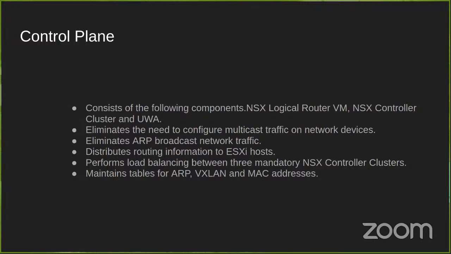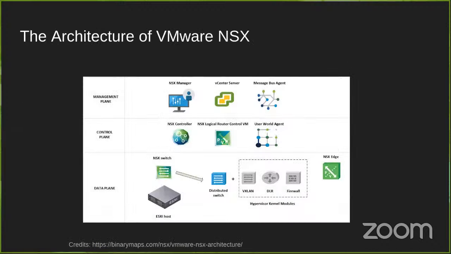So the control plane consists of the NSX logical router, NSX controller cluster, and UWA, which is the user world agent. The NSX logical router was used in NSX-V, but with NSX-T, just as I have explained, its use is being handled by NSX Manager. And then the UWA is the communication protocol on the data plane.